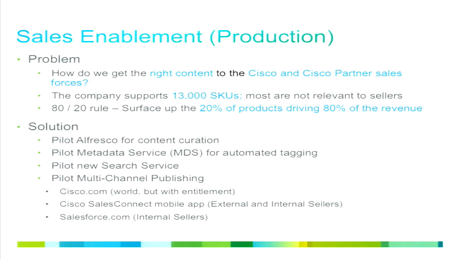And then we wanted to do multi-channel publishing. This is the first time we had done that. So all of our publishing before had been to Cisco.com. So this is still there. All that content's available to the world, but it has entitlement. That would be the same entitlement that you would have in the other environments I'm going to mention. And then we also wanted to publish to our Cisco Sales Connect mobile app that we're developing as part of this project. And that is for use by external and internal sellers. And then finally to Salesforce.com for internal sellers.